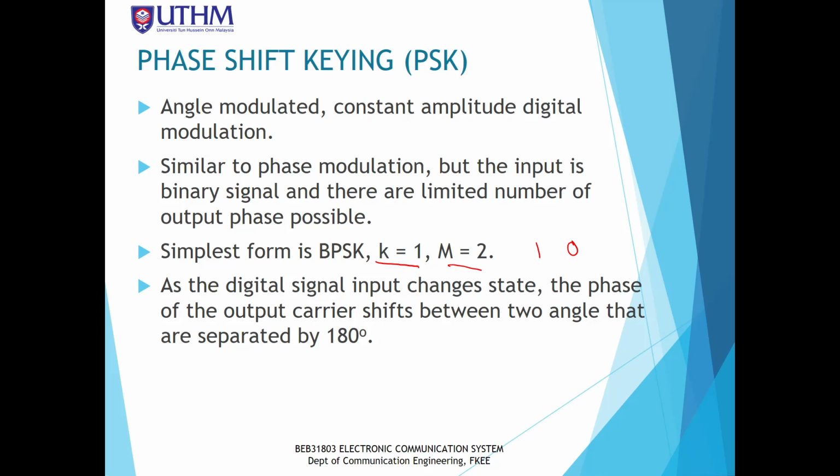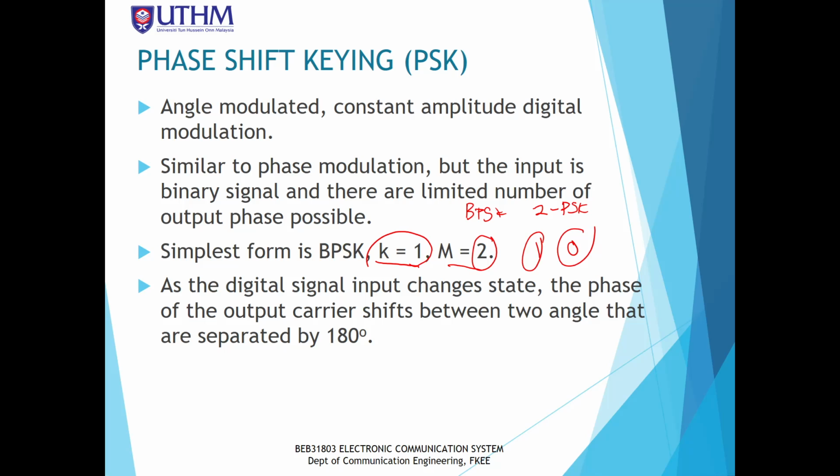Okay, so that's why ada dua jenis simbol, sama ada 1 atau 0. Okay, so kalau kita menggunakan satu bit, iaitu binary, maka dia dipanggil sebagai BPSK, ataupun dia juga dikenali sebagai 2PSK. Because we use the one bit, that means we're gonna have two symbols. So M equal to 2.